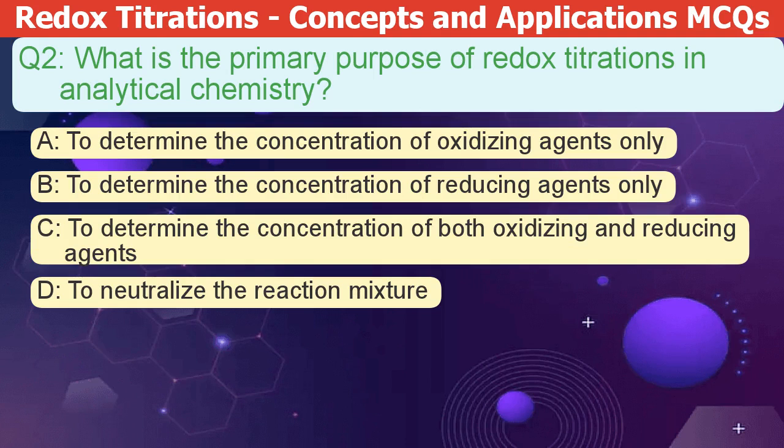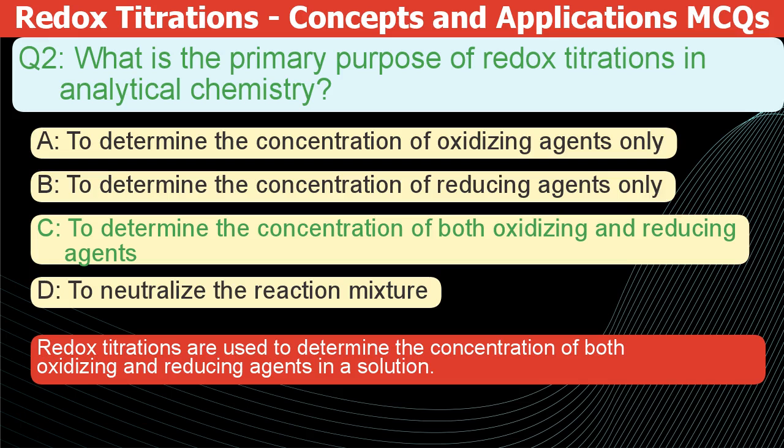What is the primary purpose of redox titrations in analytical chemistry? A. To determine the concentration of oxidizing agents only. B. To determine the concentration of reducing agents only. C. To determine the concentration of both oxidizing and reducing agents. D. To neutralize the reaction mixture. The correct answer is C. Redox titrations are used to determine the concentration of both oxidizing and reducing agents in a solution.